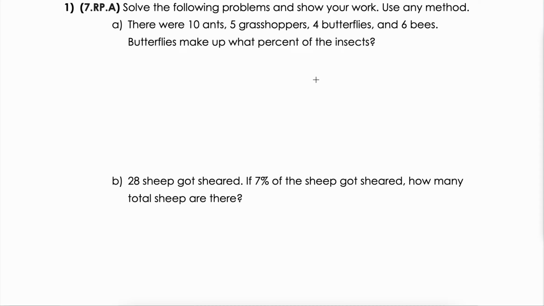For the first problem, they're telling you there are 10 ants, 5 grasshoppers, 4 butterflies, and 6 bees. Butterflies make up what percent of the insects? So we want to know what percent out of the total insects are the butterflies. We first need to figure out the total. I have 10 ants plus 5 grasshoppers plus 4 butterflies plus 6 bees. So in total, I have 15 plus 10, which is 25 insects total.